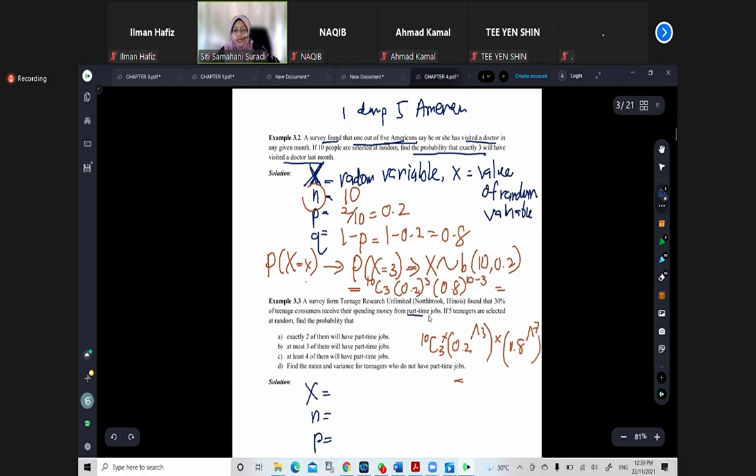So a survey from Teenage Research Limited found that 30% of teenage consumers receive their spending money from part-time jobs. So the X is 30% of teenagers? Itu you kata X ke probability? X and P, which one? 30% tu. 30% of teenage consumers receive spending money from part-time. So that means P, 0.3. Okay, this one. Boleh? So N dia berapa?